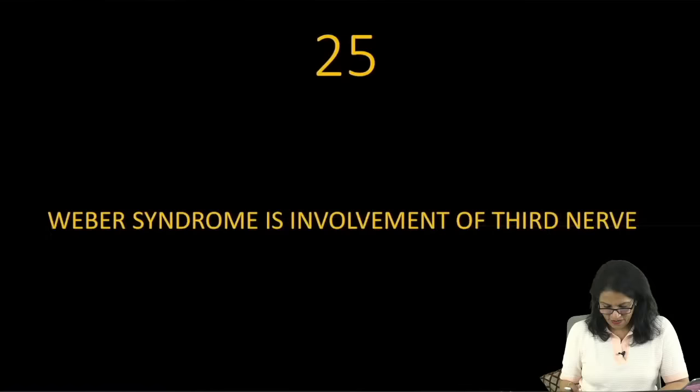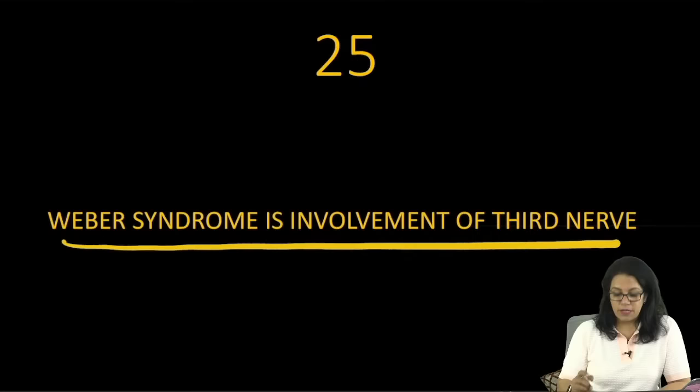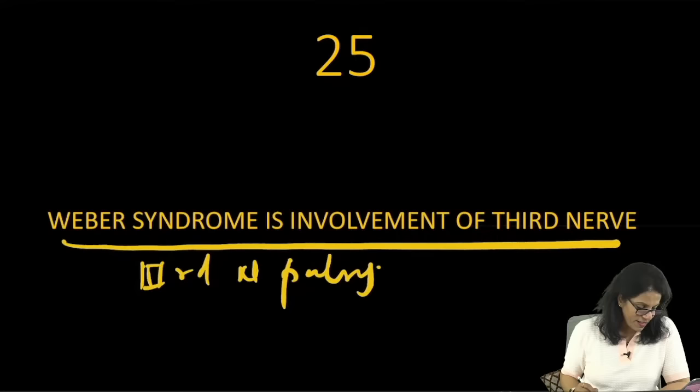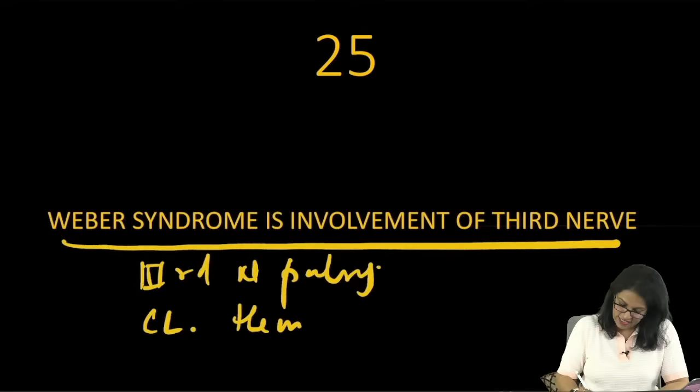Okay, we next talk about Weber syndrome is involvement of third nerve. Yes, so what is Weber syndrome? It is third nerve palsy with... Yes, Narasimha, correct. So this is third nerve palsy with contralateral hemiplegia.